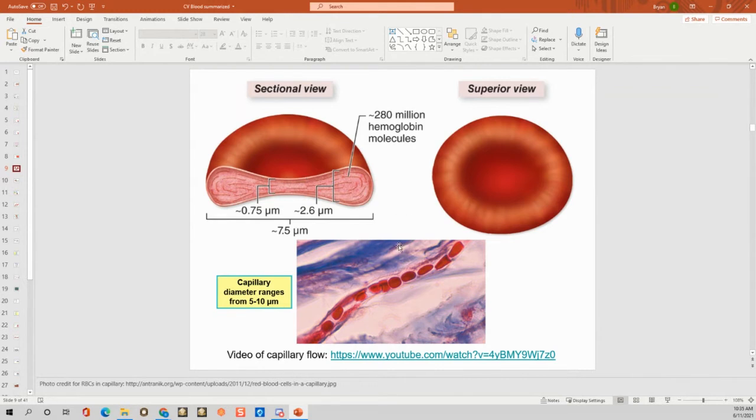Some other properties of erythrocytes that are cool is it's very, very elastic. All of the cytoskeleton that holds this red blood cell together is basically just big old elastic rubber bands, which is important because when you get down into the capillary beds, which is the tissues of the body, this is where gas exchange occurs. These capillary beds are so small that only a single red blood cell can go through it at a time.